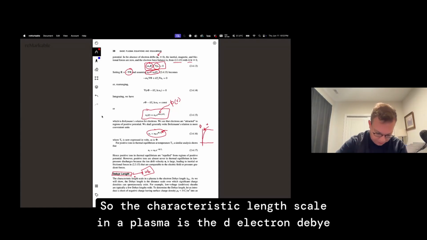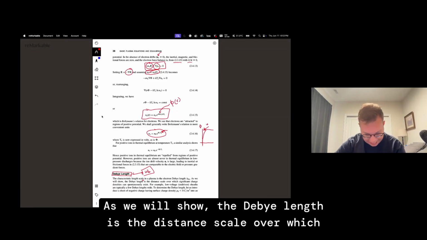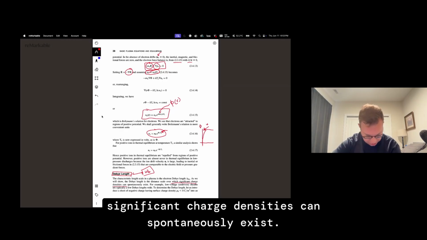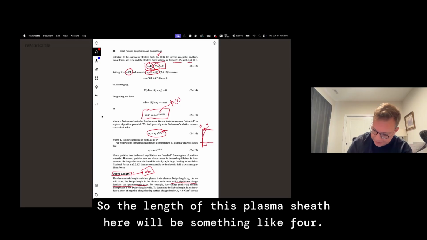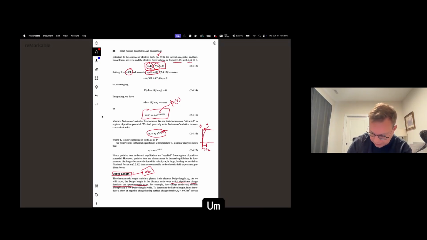So the characteristic length scale in a plasma is the electron Debye length. As we will show, the Debye length is the distance scale over which significant charge densities can spontaneously exist. For example, low voltage undriven sheaths are typically a few Debye lengths long. So the length of this plasma sheath here will be something like 4 Debye lengths.